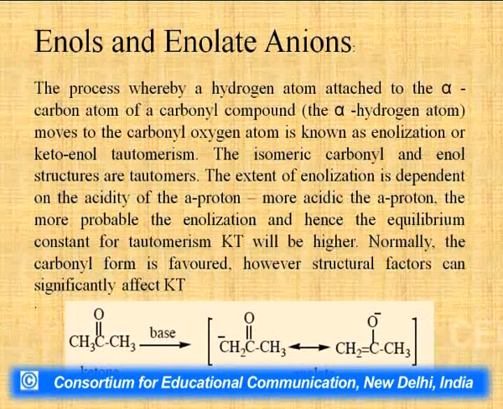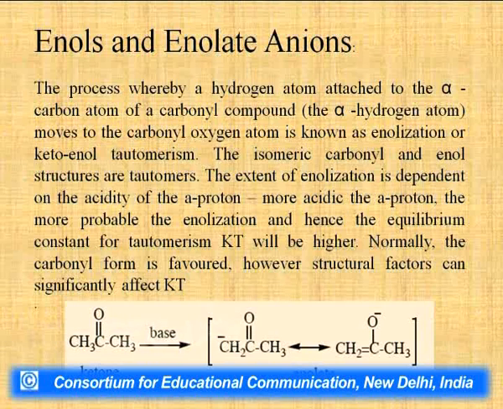The process whereby a hydrogen atom on the alpha carbon atom of the carbonyl group moves to the carbonyl oxygen atom is known as enolization or keto-enol tautomerism. The isomeric carbonyl and enol structures are tautomers. The extent of enolization is dependent on the acidity of the proton. The more acidic the alpha proton, the more probable the enolization, and hence the equilibrium constant for keto-enol tautomerization will be higher. Normally the carbonyl form is favored, however structural factors can significantly affect the keto-enol tautomerism.